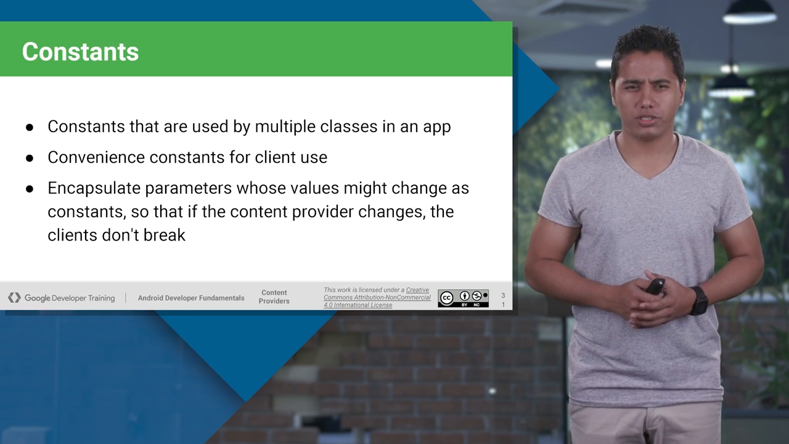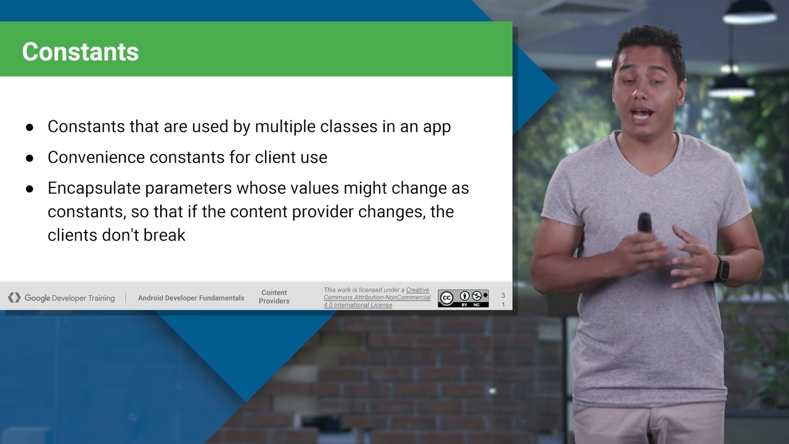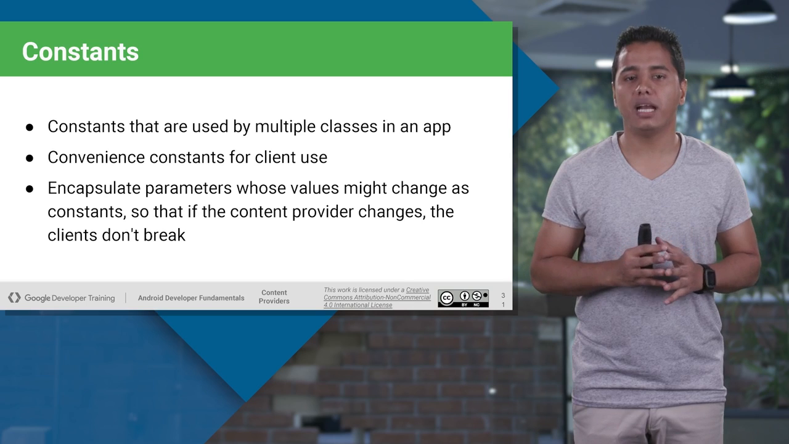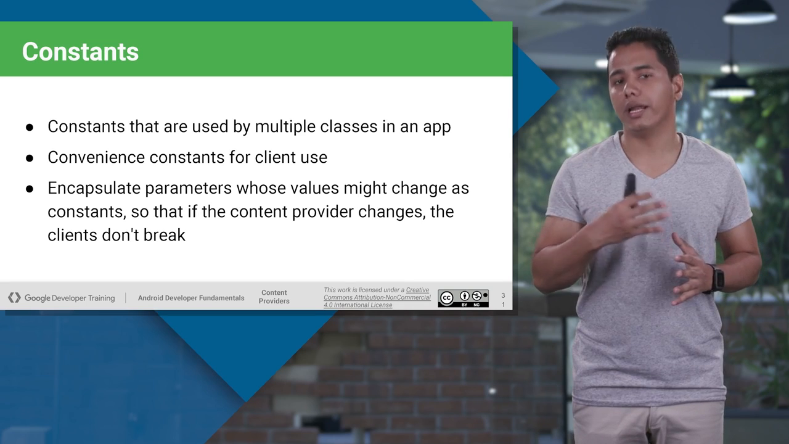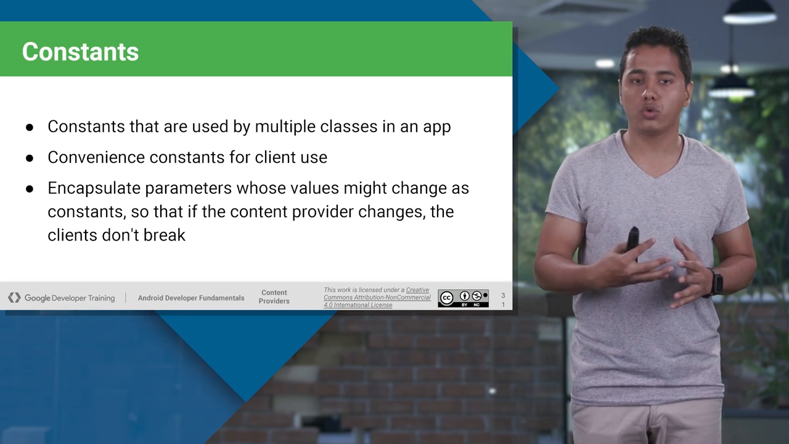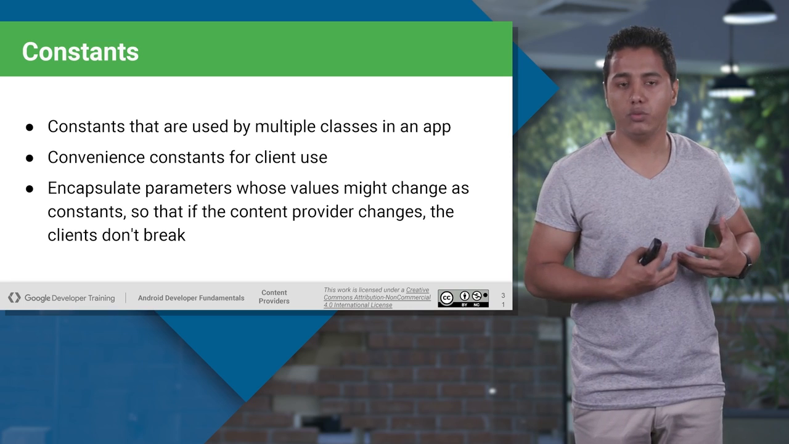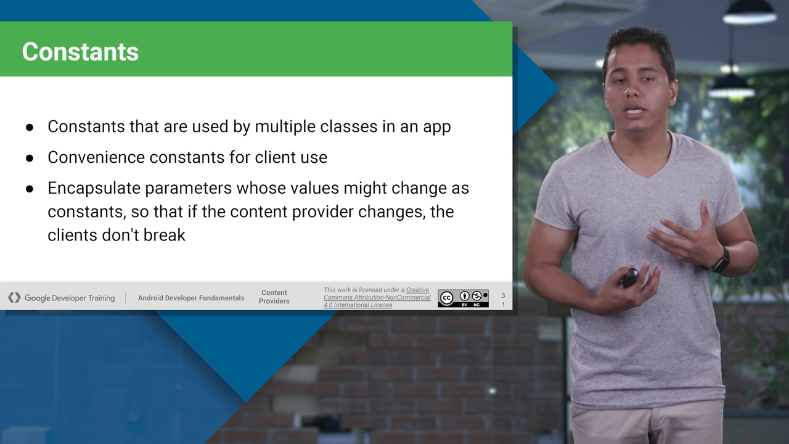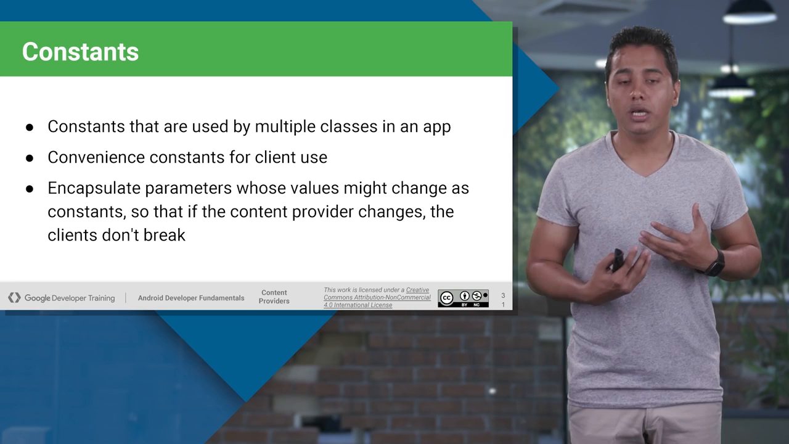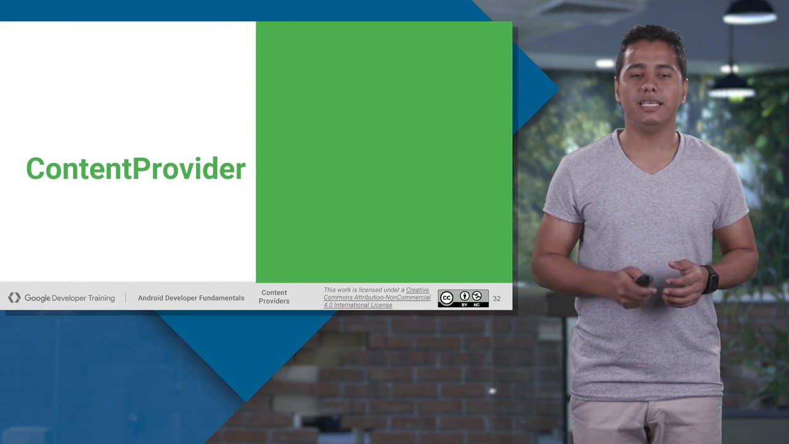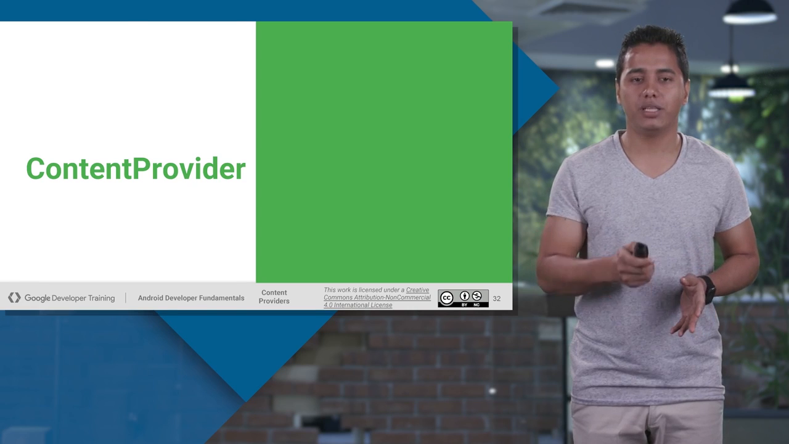Now let's just talk about constants. Constants are used by multiple classes in an app, and they are specifically designed for the convenience of client use only. So if somebody wants to access your content provider and they have defined some constants there which are not going to change, it's going to be a great help to the user who is going to use your content providers. Let's just see the content provider itself, how we can implement it.